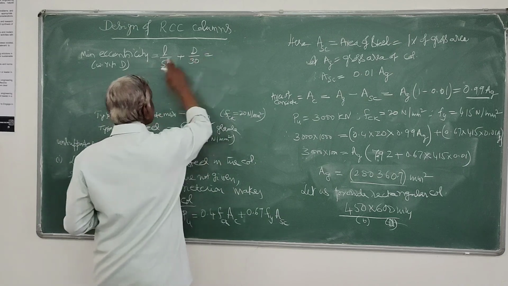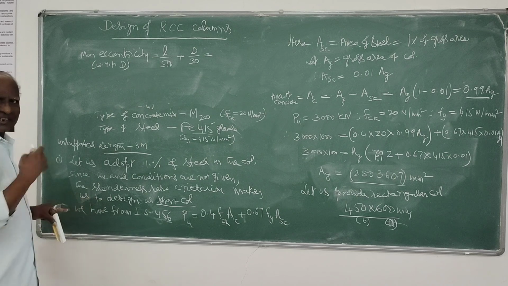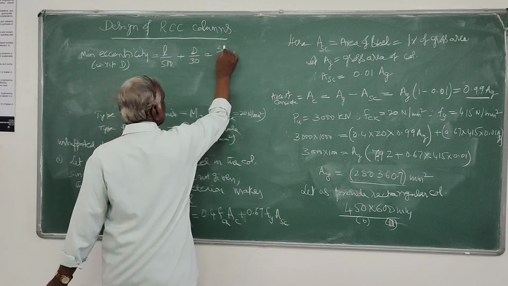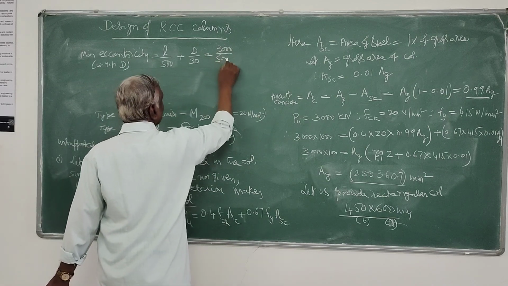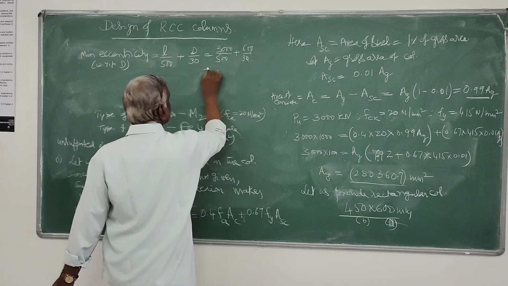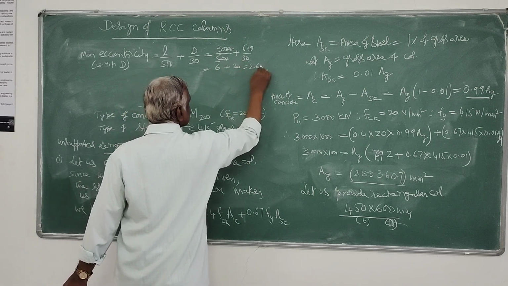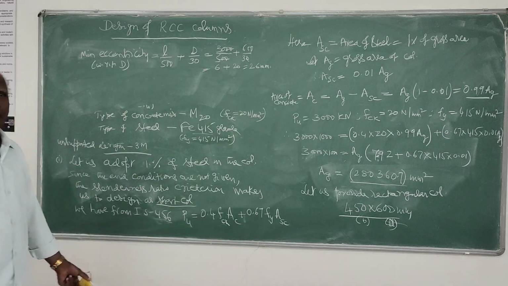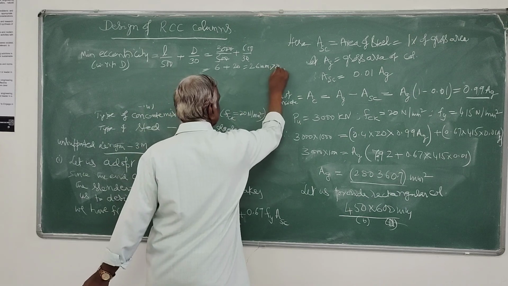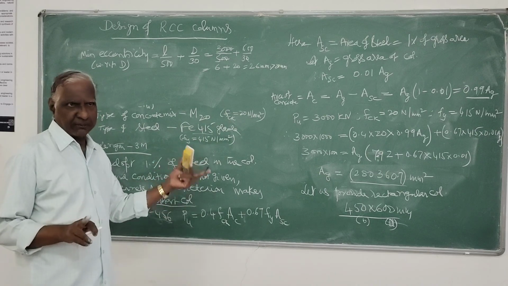So this L is unsupported length, not effective length. Effective length is not given at all. That I have avoided. It is unsupported length that I am using. That is 3 meters. 3000 by 500 plus D is 600 by 30. So this is 6 plus 20, 26 mm. Of course, this is definitely more than 20 mm. That criteria is not satisfied, minimum eccentricity.